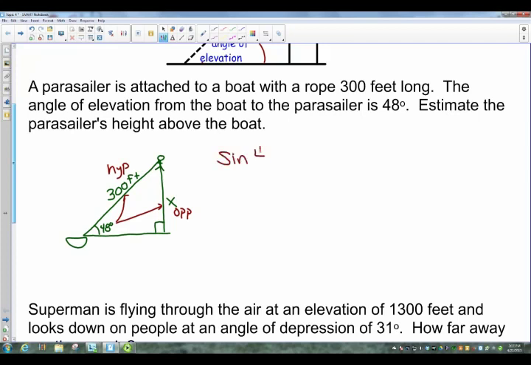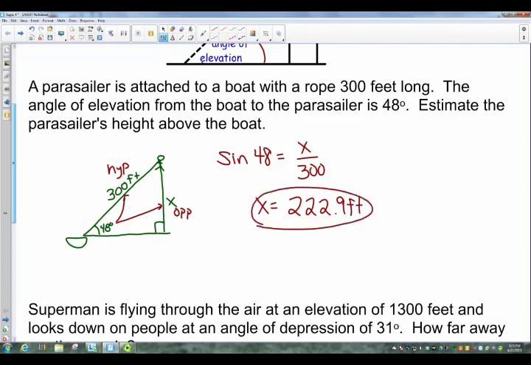So sine of 48 degrees equals opposite, which is x, over hypotenuse, which is 300 feet. And now we go to our calculator. So I've got sine of 48, which is 0.743. I'm going to multiply that by 300. And what that tells me is that guy is 222.9 feet above the water. And there you go. And that's how you can tell what this angle of elevation is and how it relates to some of these problems.